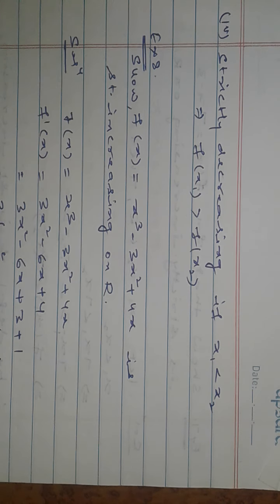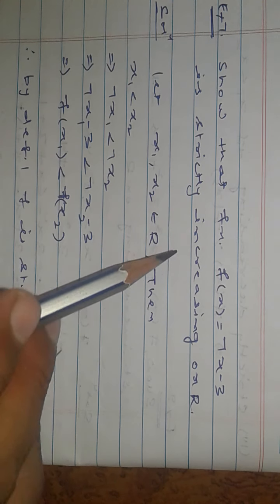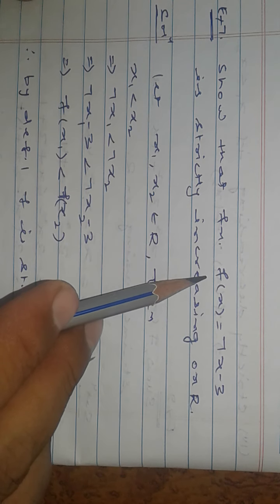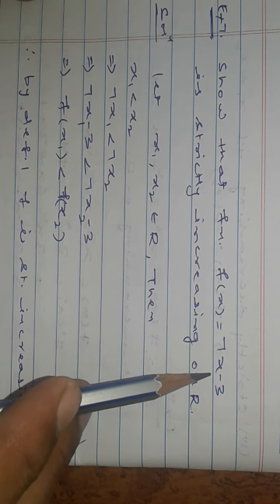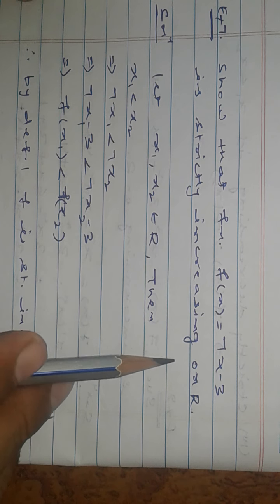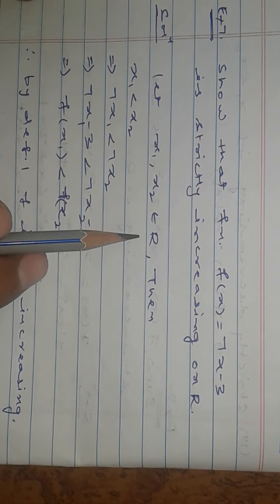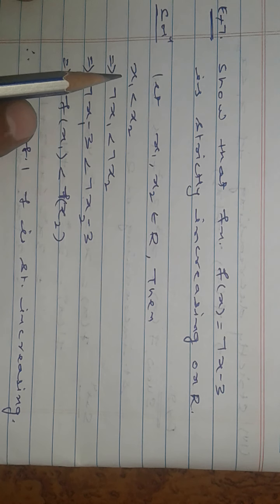Let us do one example to understand this concept. We are given a function f of x equals 7x minus 3, and we have to show that this is strictly increasing on real numbers R. Let x1 and x2 belong to R. We will suppose x2 is greater than x1.